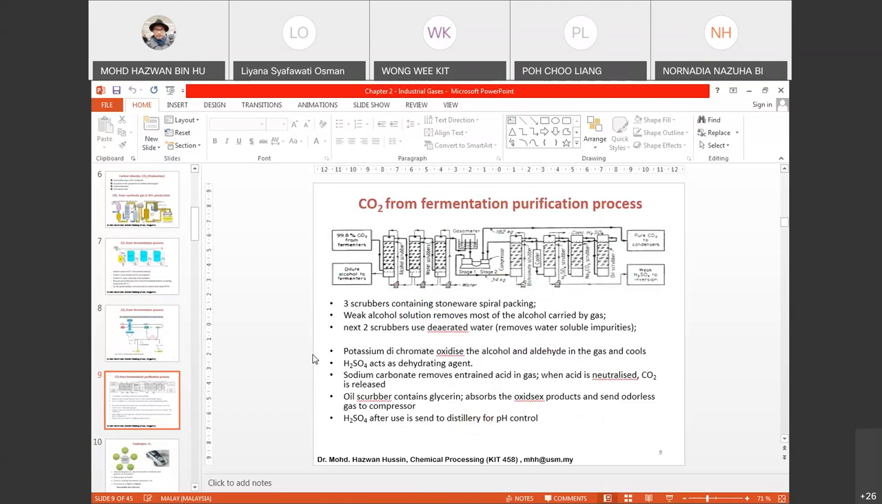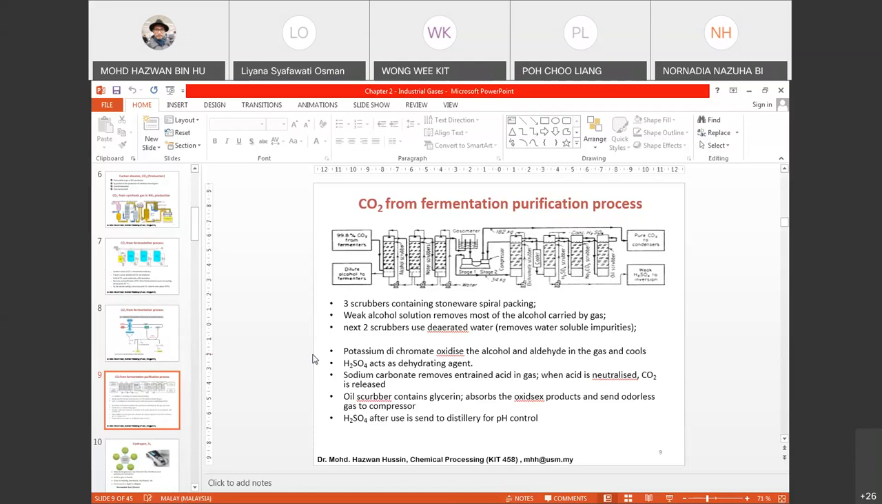And the CO2 fermentation purification process. After you have produced CO2 from the fermentation process, it is important to purify the gas that you produce. So how to purify it? The way to purify the gas is to install this process. This is also one of the important processes for CO2 purification from fermentation.